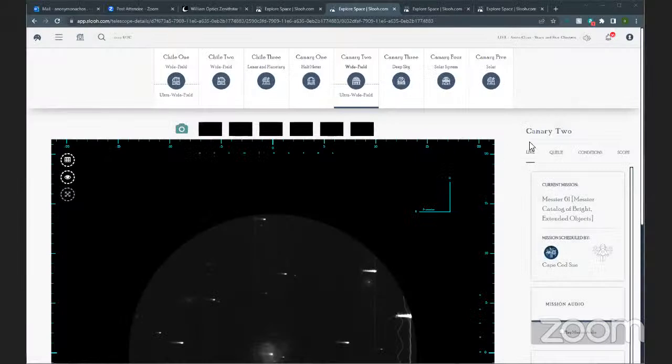Well, I want to get into Slooh here, and we will take a look at how to find some of these other stories that we see without having to do a whole lot of research. So these are some live Slooh images.